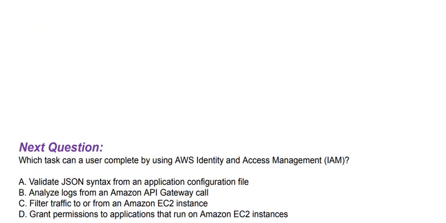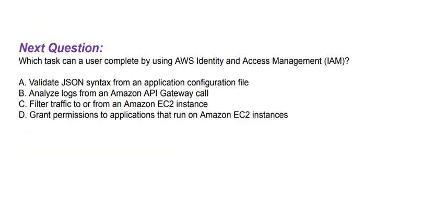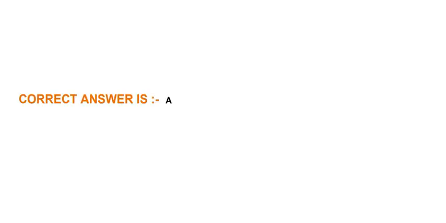Next question is, which task can a user complete by using AWS Identity and Access Management? Option A, validate JSON syntax from an application configuration file. Option B, analyze logs from an Amazon API Gateway call. Option C, filter traffic to or from an Amazon EC2 instance. And option D, grant permissions to applications that run on Amazon EC2 instances. The correct answer is option A.